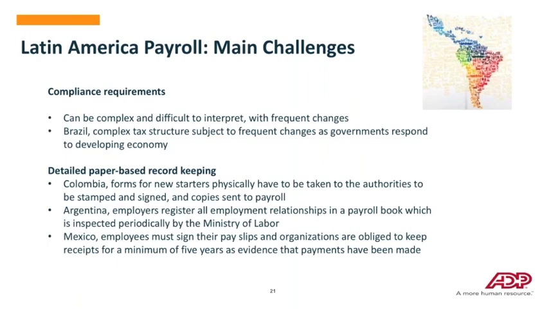So let me share with you some of these regulatory changes and what happens with them. I decided to focus a little on Latin America. Compliance requirements in Latin America can be really complex and difficult to interpret, with frequent changes. I'll talk in a future slide about how frequently these changes occur. In Brazil, for example, the complex tax structure is subject to frequent changes as the government responds to a developing economy. Many of you have heard of eSocial, and for the past 2 years many companies have been trying to stay abreast of the frequency of changes. So how do you keep up to date, and how are you made aware of these changes? If you have 1 or 2 employees in that country, how do you find out if you are subject to some of these changes?